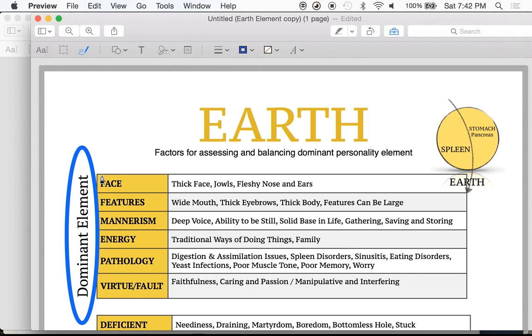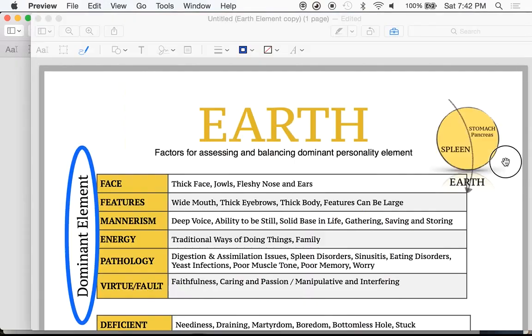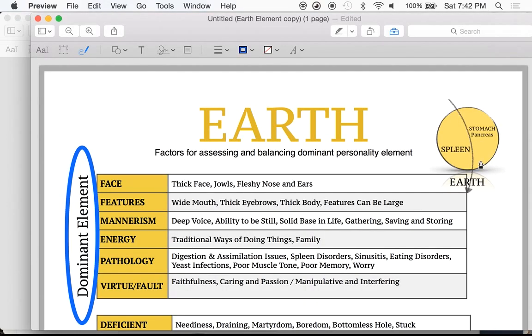So we don't need all of them. You just need, in this case, the earth element for this lecture, and then your 5-element chart, and then, of course, something to take notes on. So as we go through this, I want to be clear. There's 2 things we look at when we're dealing with the earth energy.